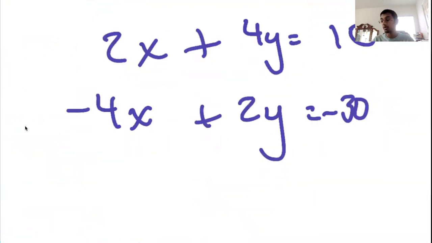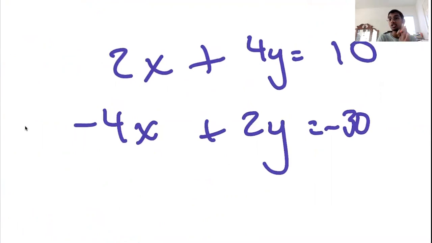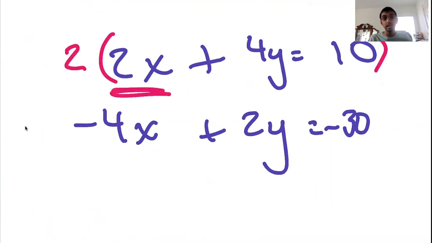So the way we do this is we would just find a way to multiply the coefficients so that one of the coefficients would cancel out. So let's look at this. We could take this entire first equation and multiply it times 2. By doing so, we'd be able to cancel out the coefficients of this and this.